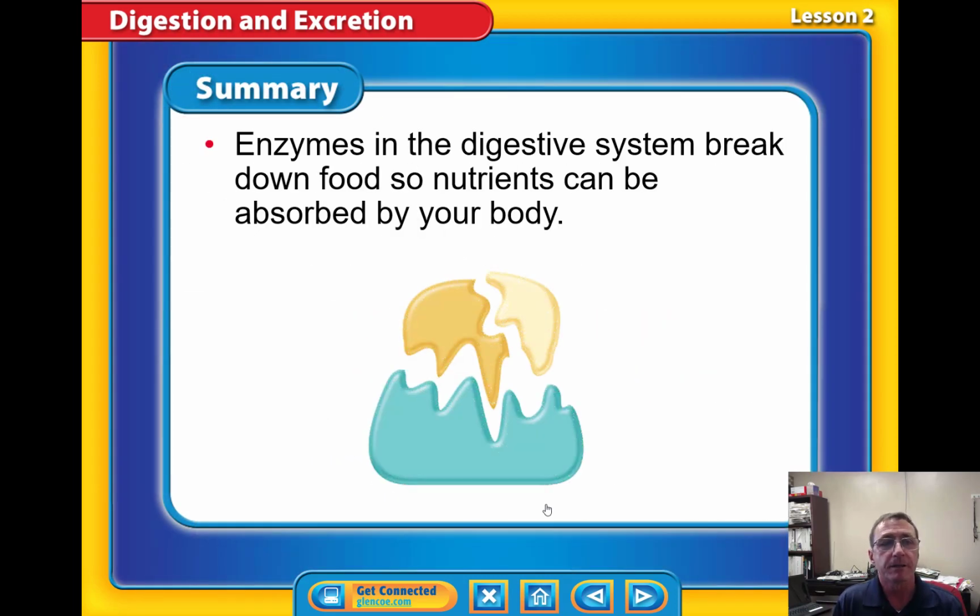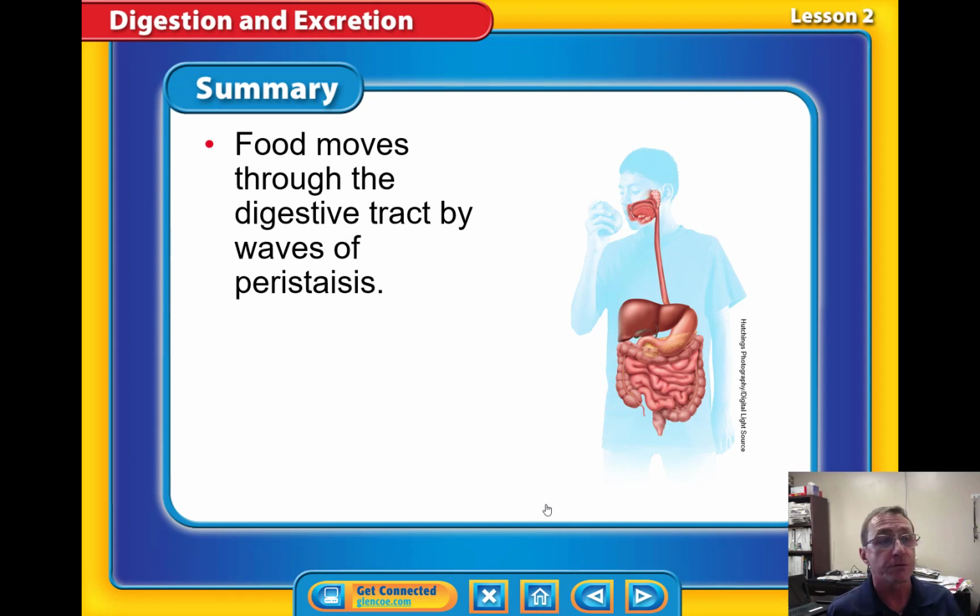All right, enzymes in the digestive system break down food. Again, the enzymes don't change, but the food does. The molecules change, and it breaks down into nutrients, so it can be absorbed by the body. Food moves through the digestive tract, that's the whole system of digestion, by waves of peristalsis. That's the muscles contracting and kind of scooting the food along in blobs and mush all through the system.